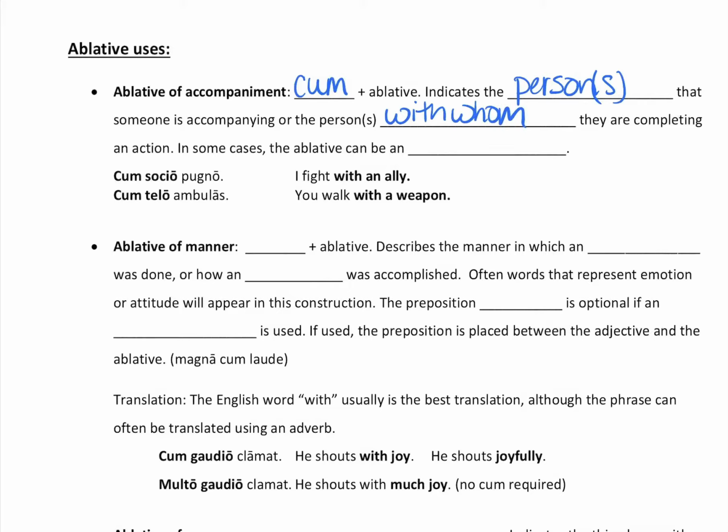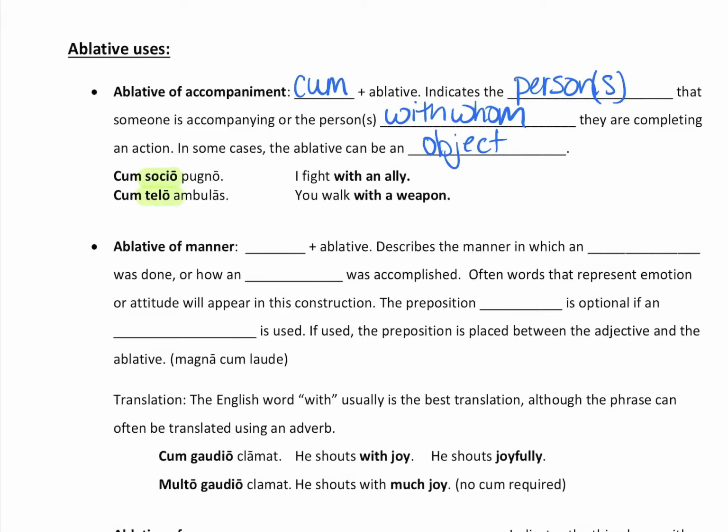Now, in some cases, the ablative can be an object. I'll give you some examples here. Cum socio, so here's the ablative word, pugno, I fight with an ally. And the next one is cum telo ambulas, and that is you walk with a weapon.